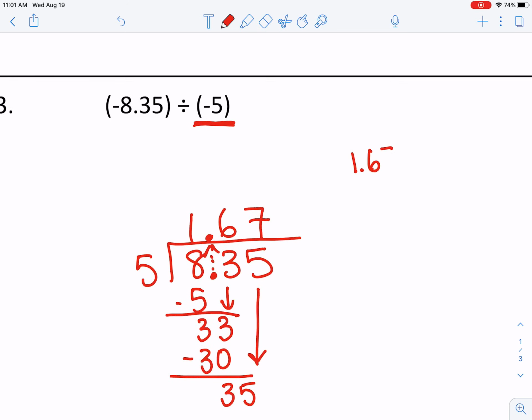Now I need to figure out what charge we're going to end up with. This time we did negative divided by a negative. A negative and a negative gives you a positive when multiplying and dividing. So we end up with a positive 1.67. And that concludes our problem.